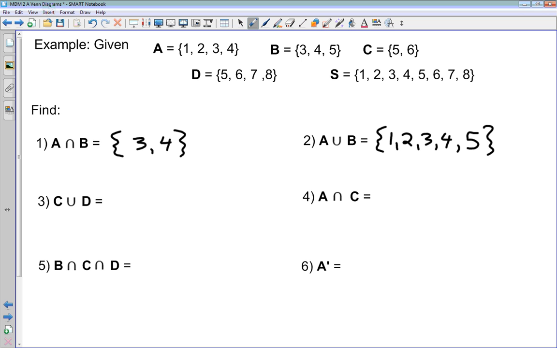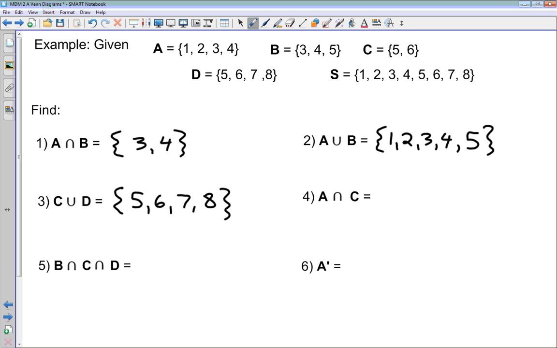Let's see, we want C union D here, so the set of things that are in C or in D. Let's see, we've got 5, 6 from C, and then let's throw in the 7 and the 8 from D. Okay, and again, we don't write those repeated elements twice. Let's see, next one, A intersection C. So all of the things that are in A and in C. Well, A has got 1, 2, 3, 4. Are any of those also in C?